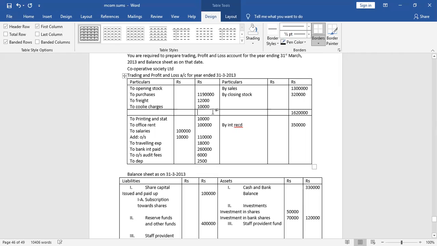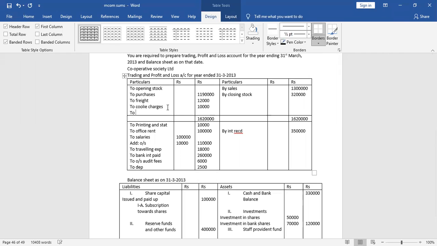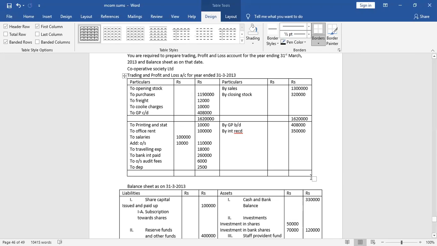16,20,000. This we will call to gross profit, gross profit carried down. How much gross profit are we getting? See what gross profit we are getting. Are we getting 4,08,000? So this will be by gross profit brought down 4,08,000. Add both, this will become 7,58,000.